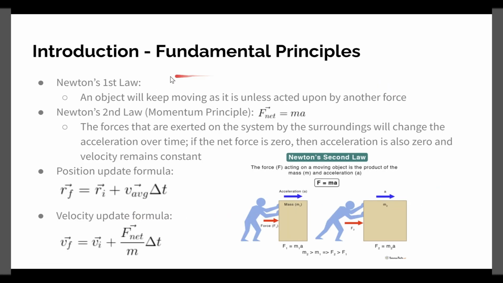Some fundamental principles in this lab are Newton's first law, which states that an object will keep moving as it is unless acted upon by another force, and Newton's second law, which states that the forces exerted on the system by the surroundings will change the acceleration of an object over time. In this case, we're estimating F net to be 0, so that means the acceleration is also 0 and velocity is constant. So two formulas that we'll need here are the position update formula and the velocity update formula. Because we're estimating velocity to be constant, v average just equals v initial, and also F net is 0, so this portion of the velocity update formula will cancel out. So this just shows that velocity is constant.